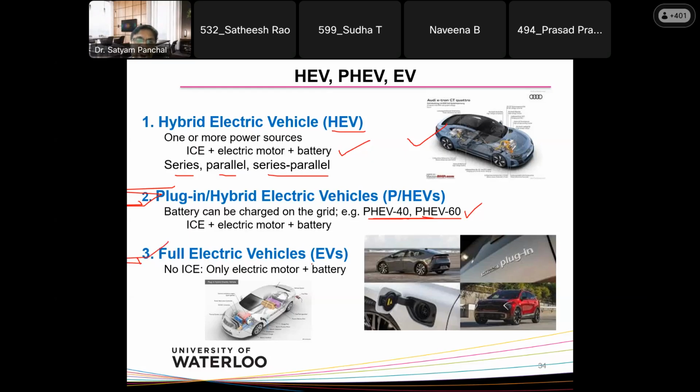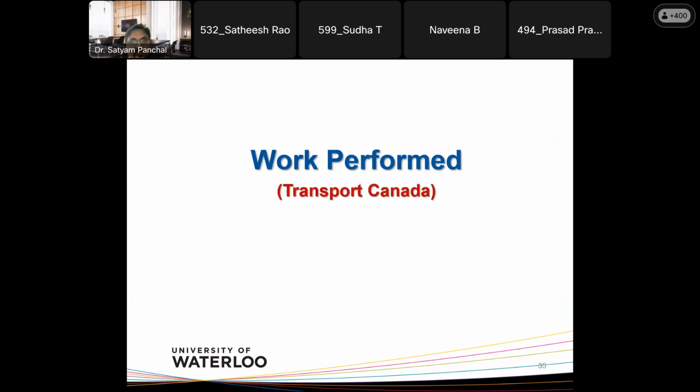The third one is the full EV. Full EV means it has no internal combustion engine, so no IC engine, and only an electric motor and the battery. I will explain it in the later stage of this presentation also.